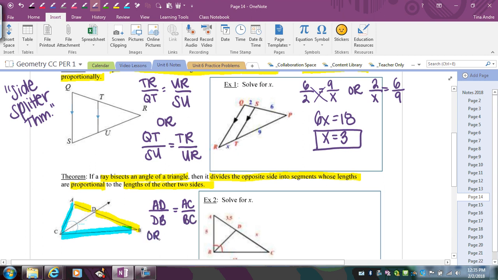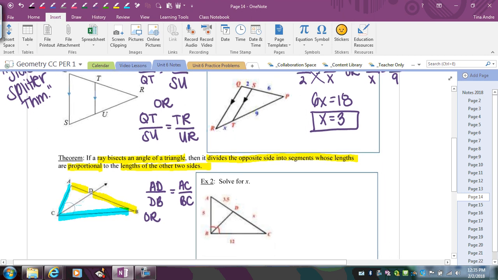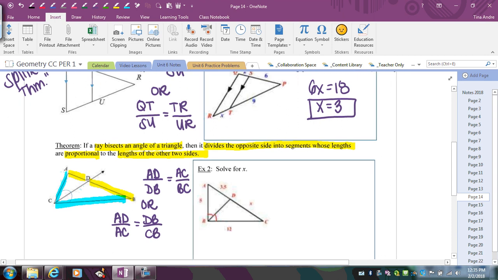Another option for this would be to compare the part to the side. So I could say the part over the side, and then DB over that side. So lots of options. If I go and use this to solve, I know that this is an angle bisector. It does have to be an angle bisector, so you have to be told it's an angle bisector, you have to see the congruent parts, and then you can apply your proportion.